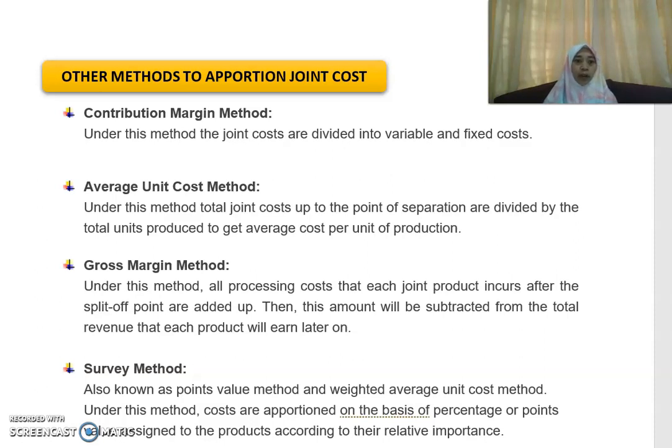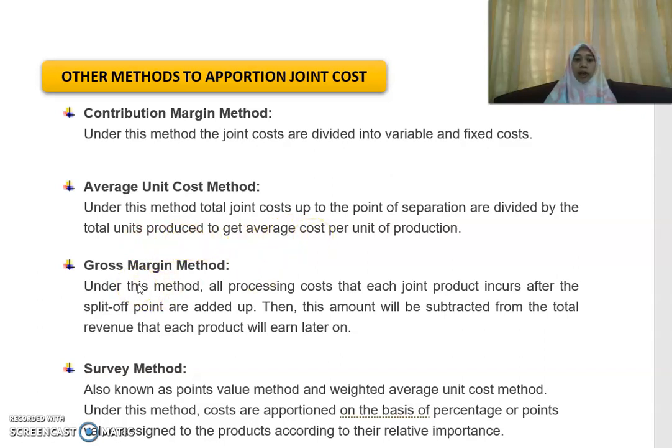For example, you have the contribution margin method. So under this method, the joint costs are divided into variable and fixed, and you find the contribution margin, and then you allocate based on the contribution margin. And then you also have the average unit cost method. So under this method, total joint cost up to the point of separation are divided by the total unit produced to get the average cost per unit.